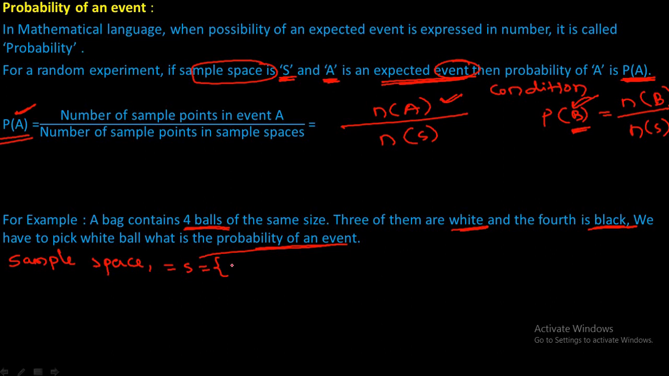Three of them are white, so we will write W1, W2, W3. These are the three white balls. The fourth is the black ball, which we will write as B1. So this is the sample space. You can pick W1, W2, W3, or B1, which indicates the black ball. Three white balls are there, one black ball is there.